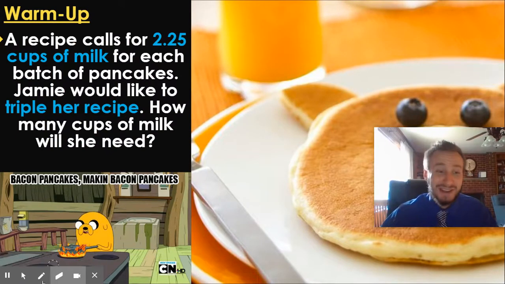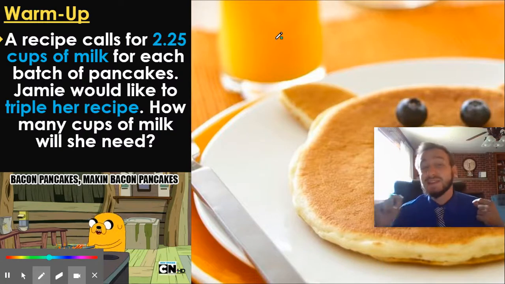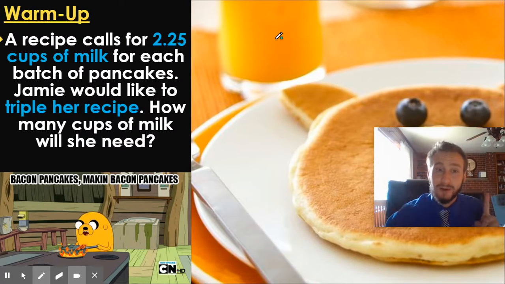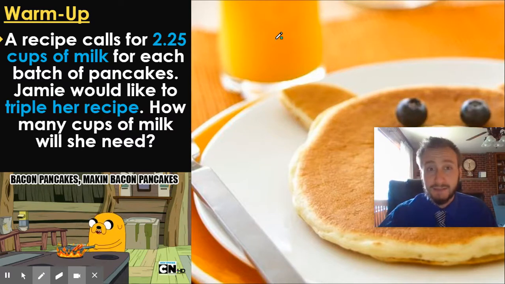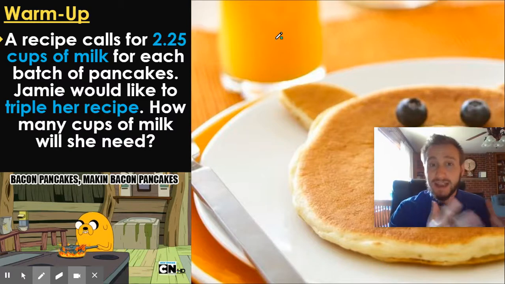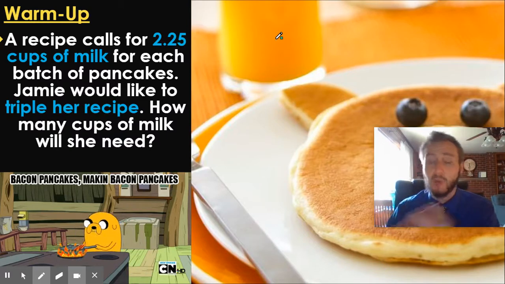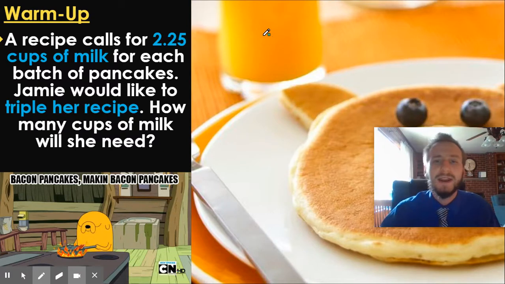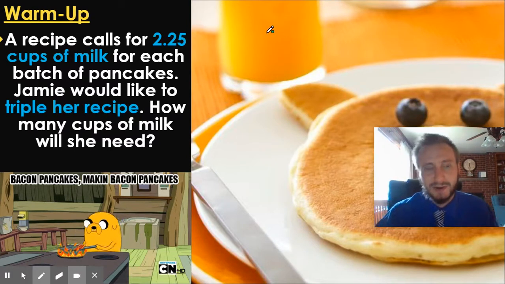Okay, so let's try this out. Again, it's 2.25 cups of milk for one batch, just one, but Jamie wants to triple her recipe. So tripling just means that you're going to take whatever it is and multiply it by 3. Or you could take 2.25 and add it 3 times, right? But we're going to use multiplication because it's quicker.